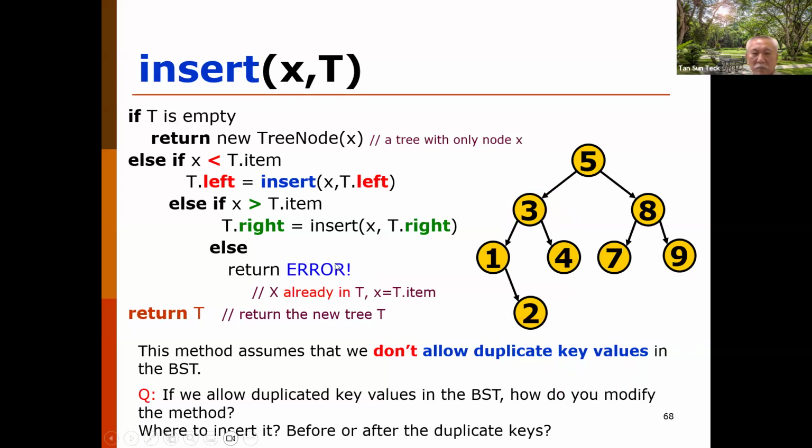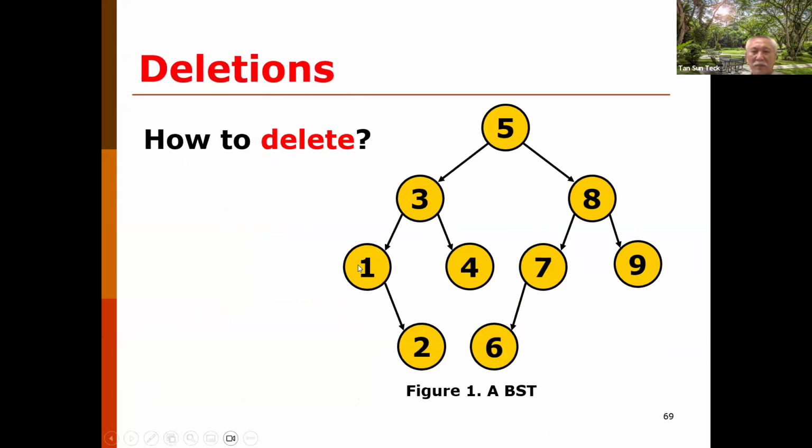The question is where to insert it, before or after the duplicate key. So if you want to allow duplicate keys, you must come up with your own convention, right? Always go to the right-hand side if they are equal. And then where to insert it, you just follow the insertion, and every time you use the same convention, you insert the value inside the tree. How about deletion?